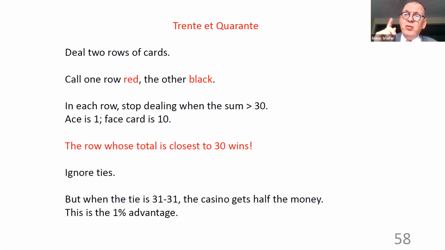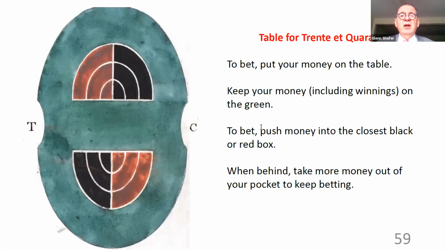Now, if there's a 31 to 31 tie, the casino gets half the money. That's where the casino's 1% comes from. It's just a little more than 1%. If it's a tie that is not 31 to 31, if it's a 32 to 32 tie or 40 to 40 tie, you just ignore it and go on to the next round. But there is a little advantage to the casino, which is so small that we can practically ignore it for the things we're talking about.